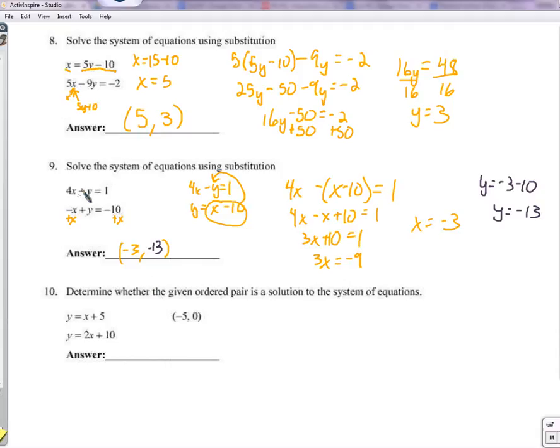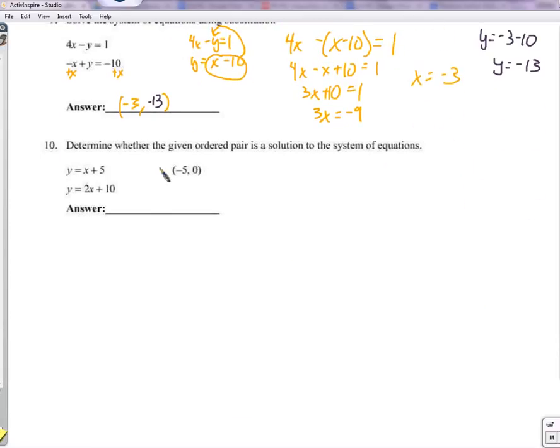If I plug in negative 3 and negative 13 here, I'll get a true statement. If I plug in negative 3 and negative 13 in the other equation, that'll come out to be true as well. Now we have to do very little here. We don't need to solve this system of equations. We just need to figure out whether this is a solution to this system of equations. How do we do that? We just plug in this for x and this for y and see if it comes out true.